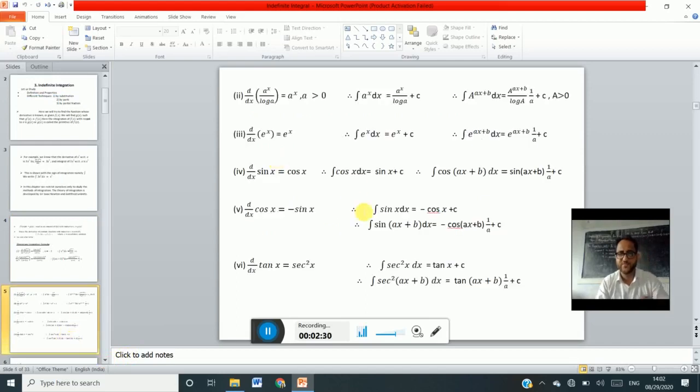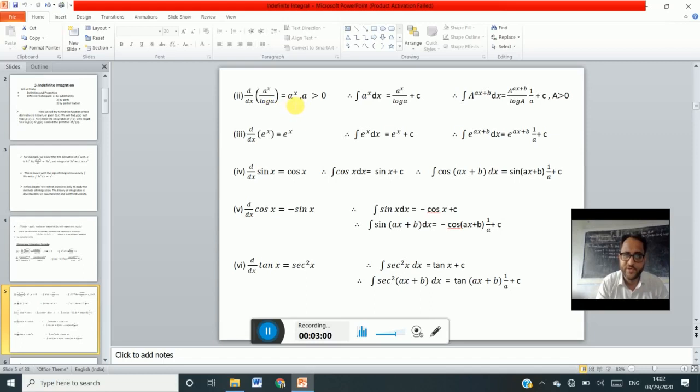Now these are the standard formulas of derivative and the reciprocal of that, that means the integration. See, the derivative of a to the power x upon log a equals a to the power x, therefore integration of a to the power x dx equals a to the power x upon log a. How is it found? See, we know that the derivative of a to the power x is a to the power x into log a, right? But here log a, in multiplication, goes to the denominator.